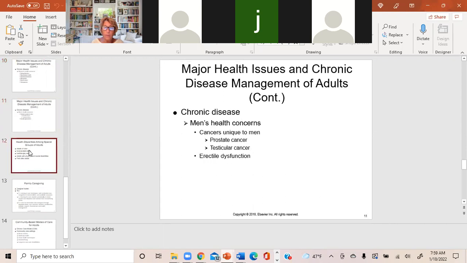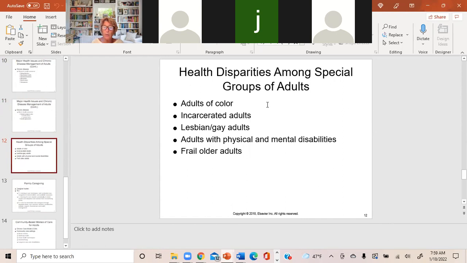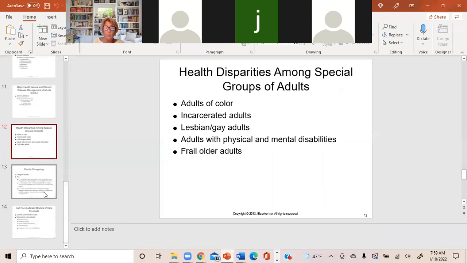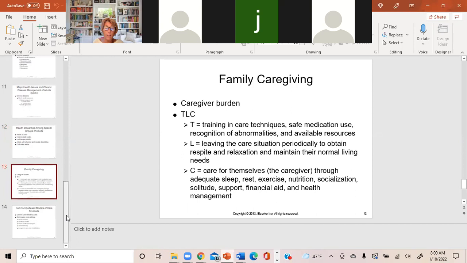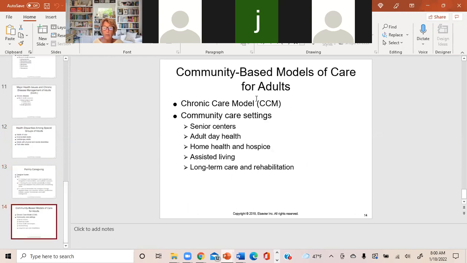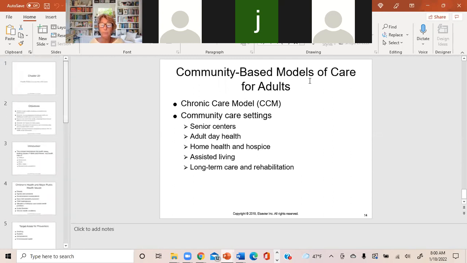Okay, men and women. Health disparities among special groups of adults. Okay. Adults of color, incarcerated, LGBT, mental disabilities. These groups have health disparities amongst them. And then family caregiving. We do a little bit about family caregiving. So that's a big chapter. Okay. Not that the others aren't important.